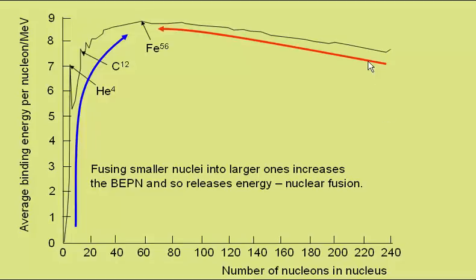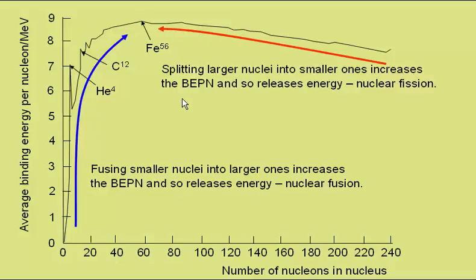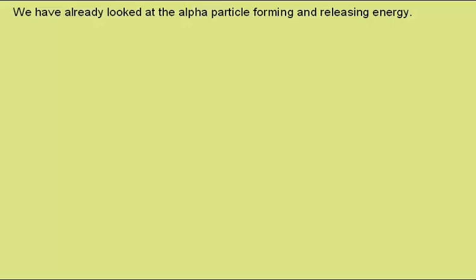Heading in this direction, splitting larger nuclei into smaller ones, again approaching iron-56, also increases the binding energy per nucleon and will release energy. I've summarised that here. So we're splitting larger nuclei into smaller ones. This increases the binding energy per nucleon, and so releases energy. This is what occurs in nuclear fission. We've already looked at the alpha particle forming and releasing energy. This is an example of nuclear fusion.